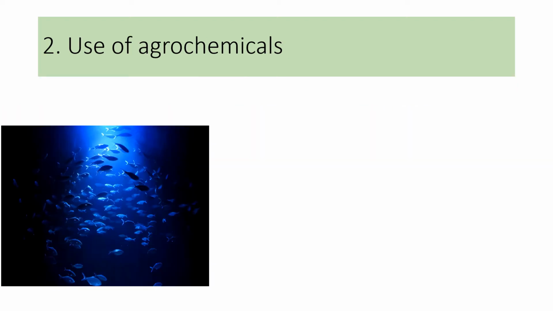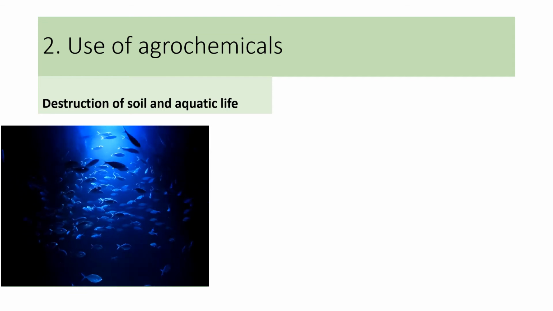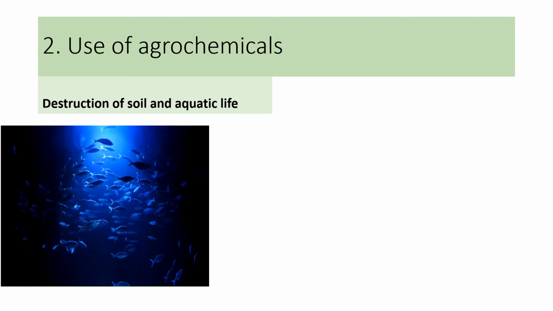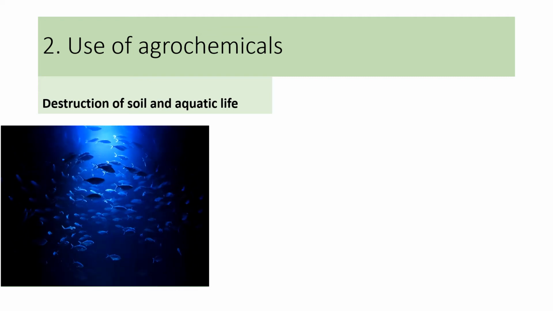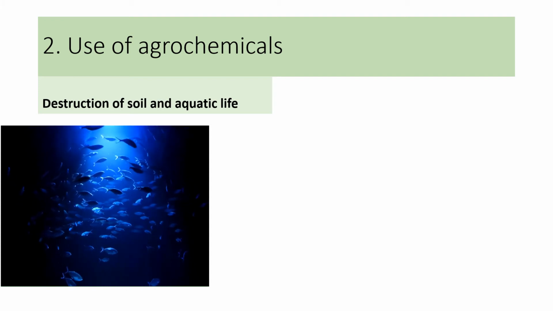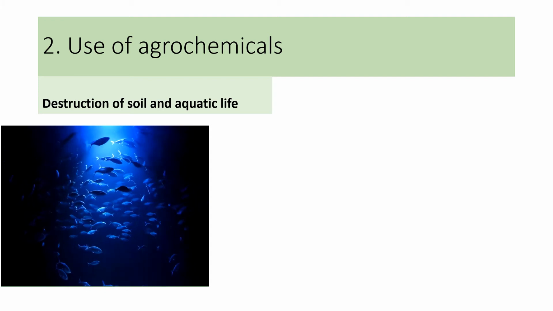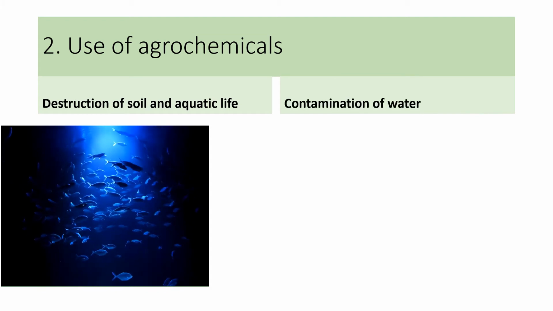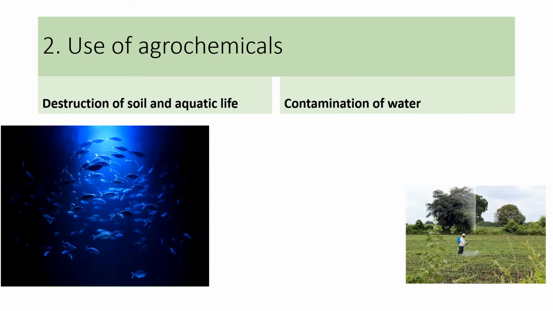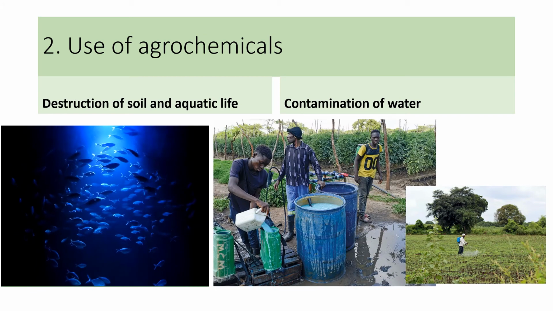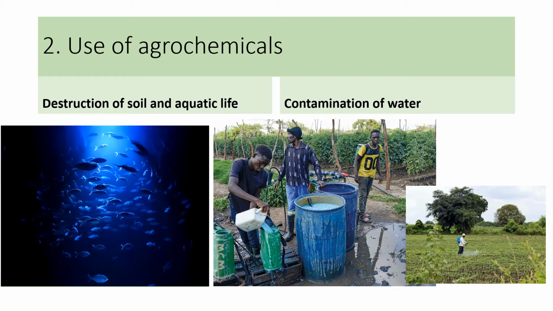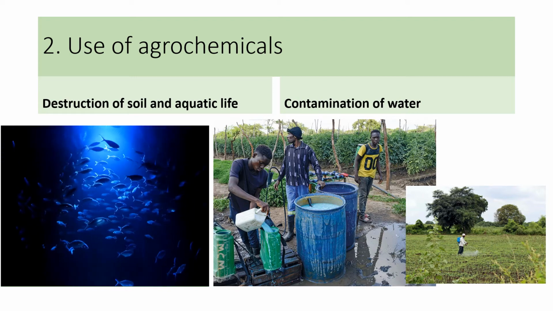Use of agrochemicals is another harmful human activity. These chemicals are mixed up with soil and destroy useful soil organisms, and when these chemicals are mixed in water, aquatic plants and animals die. Not only that, when water is contaminated, people can't use these water resources for their day-to-day activities. If consumed, diseases such as kidney ailments occur.